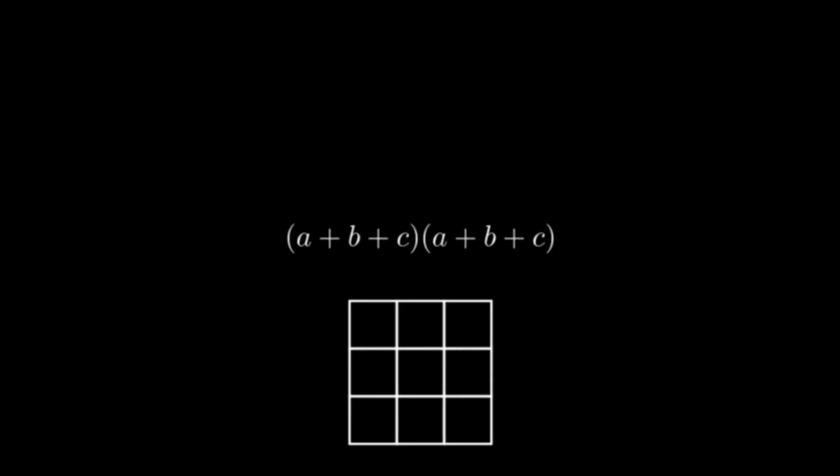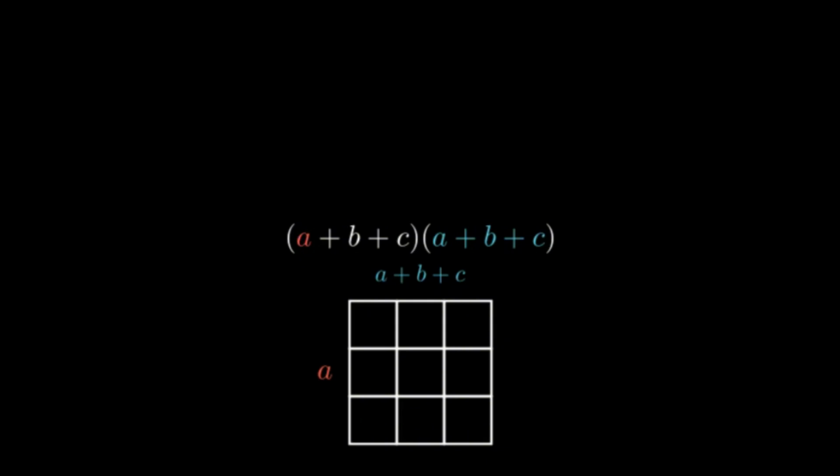Here we have the expression a plus b plus c times a plus b plus c, which is the trinomial squared. To expand this expression systematically, we'll use a multiplication grid to organize our work. When expanding, using the distributive property, we'll multiply each term in the first factor by each term in the second factor. Let's start by highlighting the first term a in red.